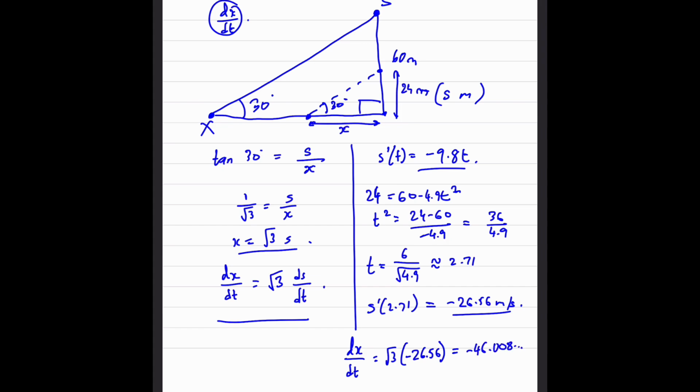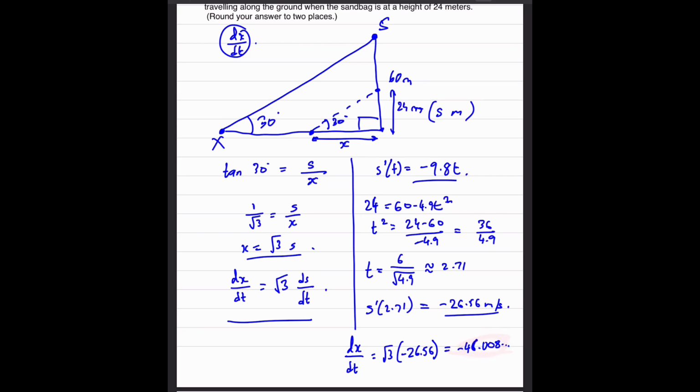46.008 dot dot dot. And you may think that this is the final answer, right? No, that's not, because if you look at the question, it says round your answer to 2 places, which you have to remember, and this 2 places means 2 places after the decimal point. So we can see that that's 2 places over here, and the third one is greater than or equal to 5. So we add 1 to the second decimal place, and this approximates to minus 46.01 meters per second to be our final answer.